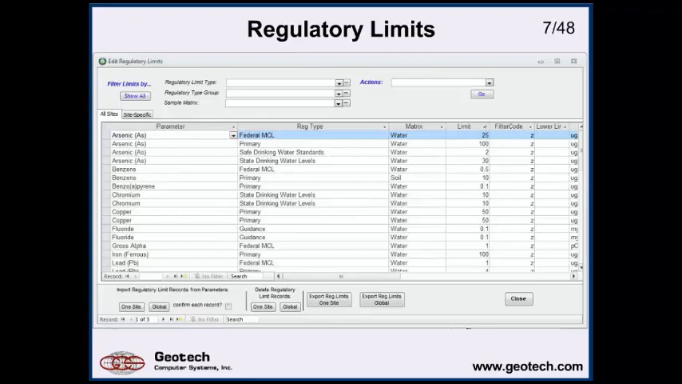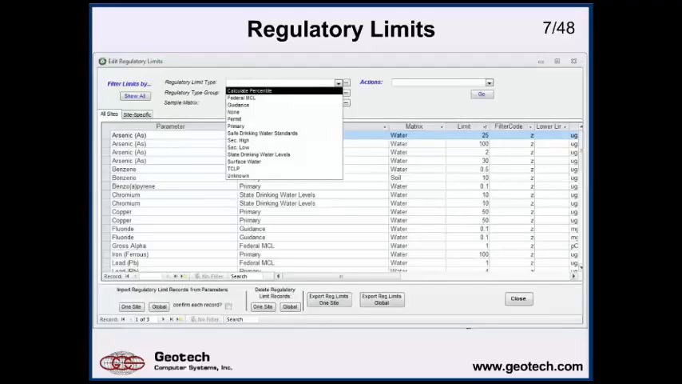You're going to want to bring in the regulatory limits. And so most people have multiple regulatory limit types. So you might have a federal standard for this, a state standard for that. So here's a drop down, or you might have a risk-based residential, risk-based industrial. So this is the highest level, which is, we call it the limit types.